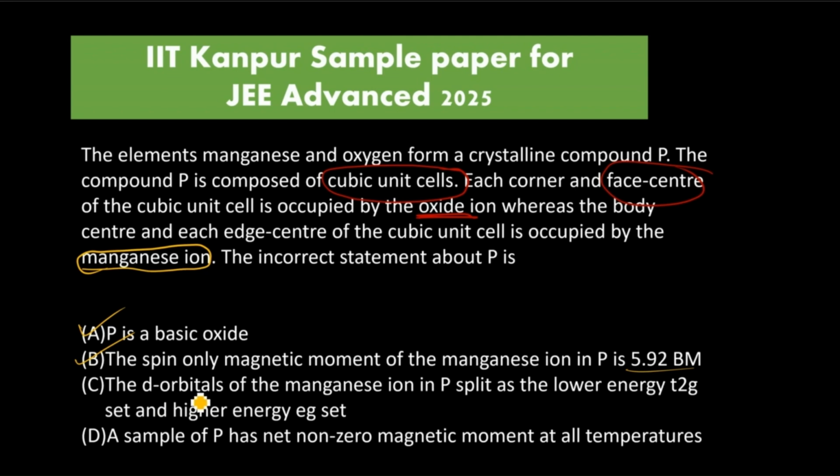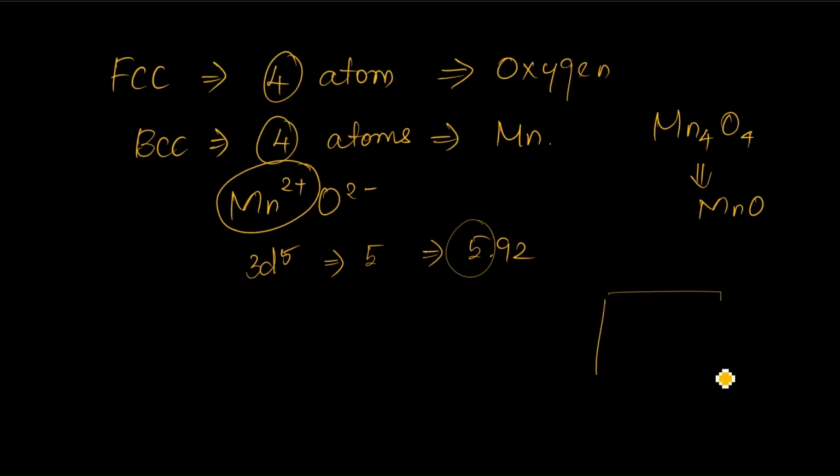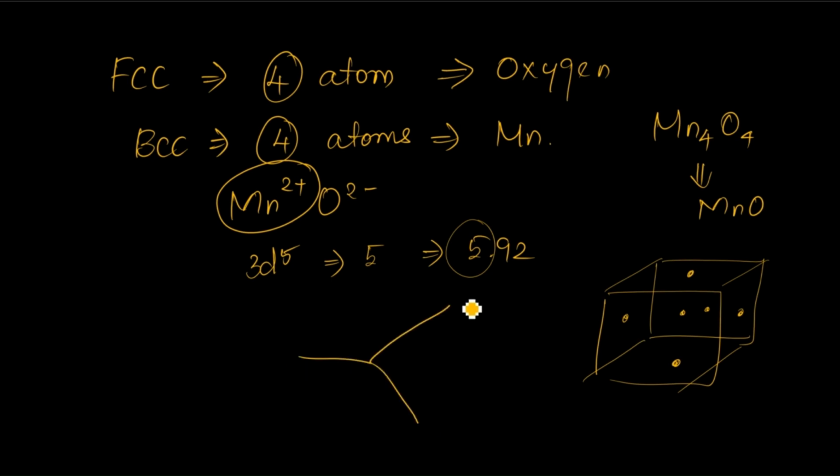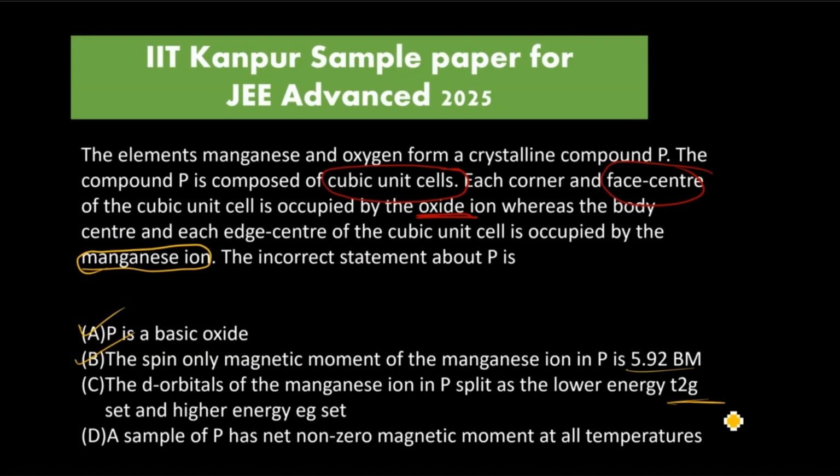The 3d orbitals of the manganese in P split as lower energy T2g, higher energy eg. Okay, so it is octahedral. Why should that be octahedral? Because we already know, let's say this is a simple cube, and how it is occupied: above, below, and 4 in the middle, right? Which makes it octahedral. Octahedral means it will be eg and t2g, correct? By mentioning g also you might have known that it is eg and octahedral. So this is also a correct statement.